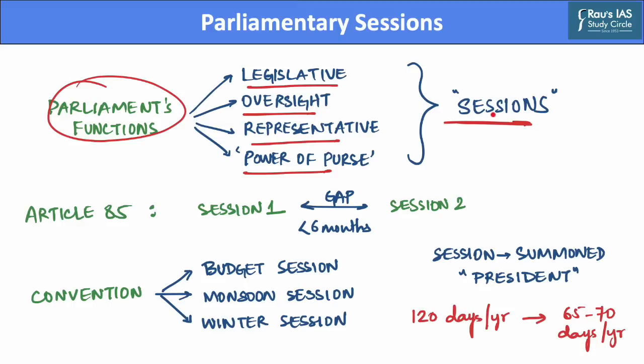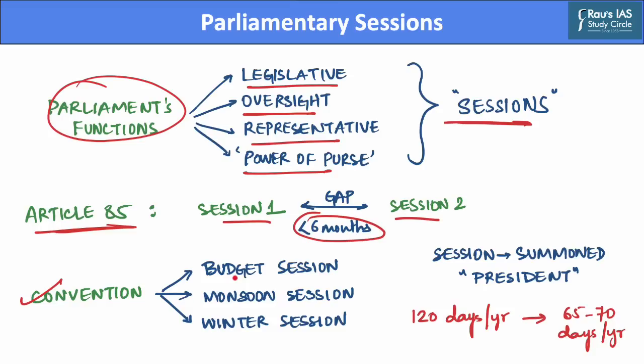Now, the Constitution of India does not specifically say when or for how many days should a Parliament meet. Rather, Article 85 of the Constitution says that there should not be a gap of more than 6 months between the two parliamentary sessions. Hence, by convention, the Parliament of India meets for 3 sessions in a year.